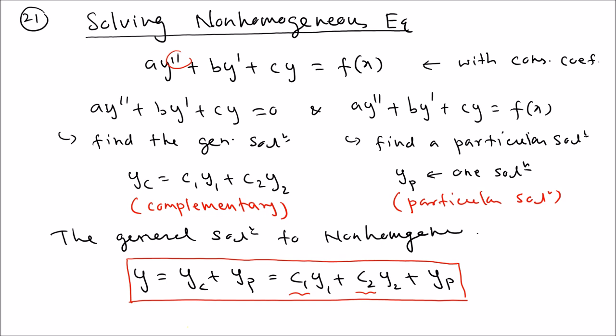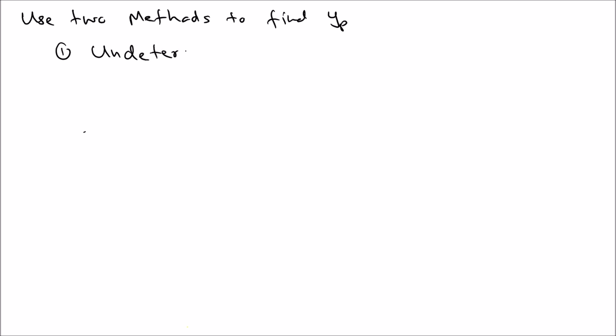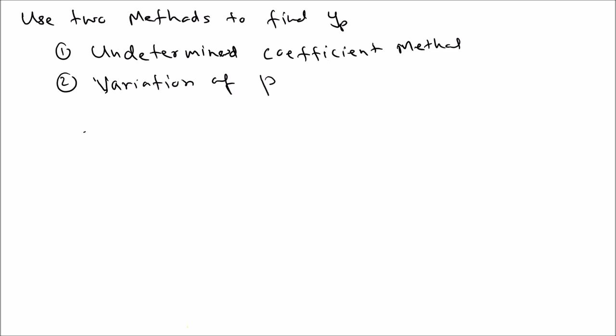Now, how to do this in reality. We can use two techniques for that. We use two methods to find y_p, because we already know how to find y_c. The two methods are, first, what we call the undetermined coefficient method, and we also use the variation of parameters method.